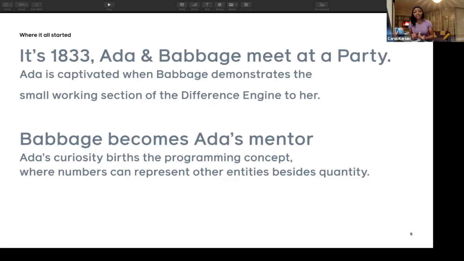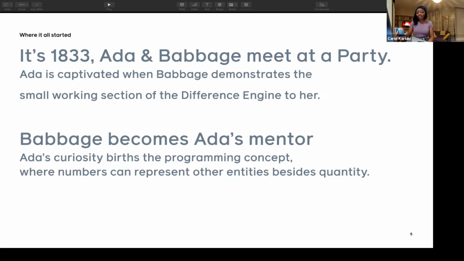And that's how Ada was able to have that spark of genius and say that numbers can actually represent anything. And that's how we're able to innovate. Okay, so I hope that's clear. I hope I've given you a good explanation of how it all started.